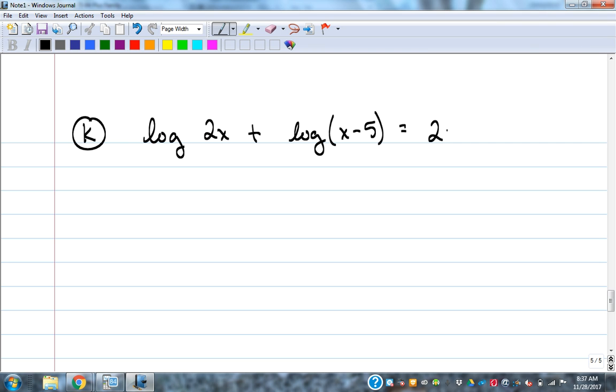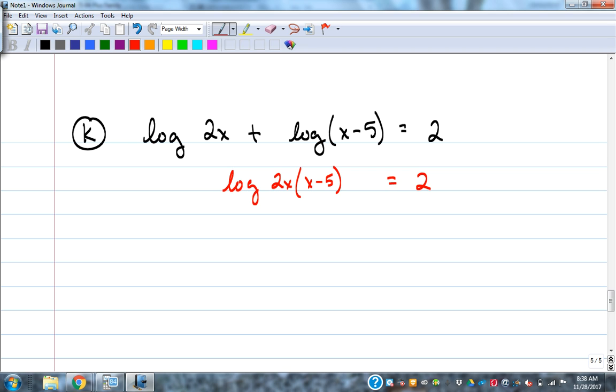So with these, what's going on the left side? It's adding 2 logs together. Addition, when you're condensing, turns into multiplication. That's what the rules are. So we could condense this side down into log of 2x times x minus 5. And that's still equal to 2.